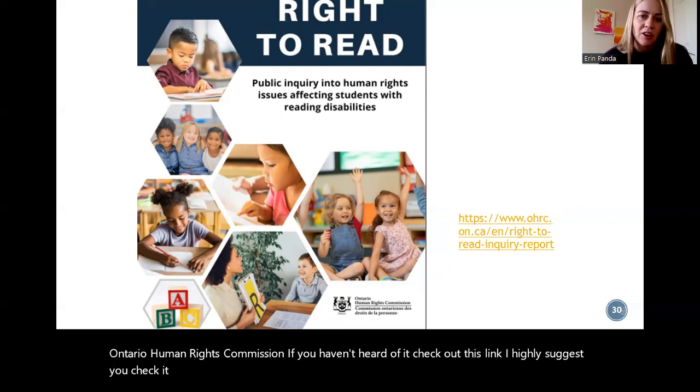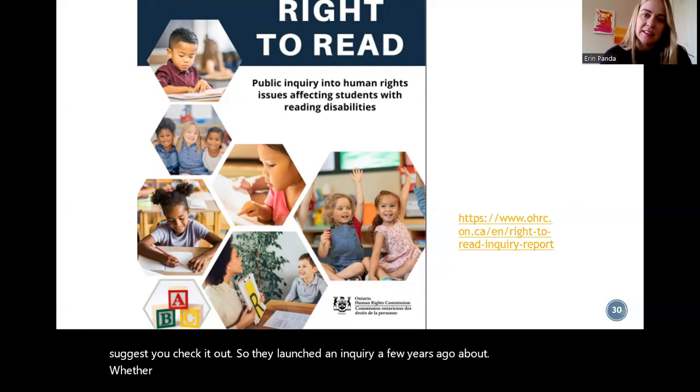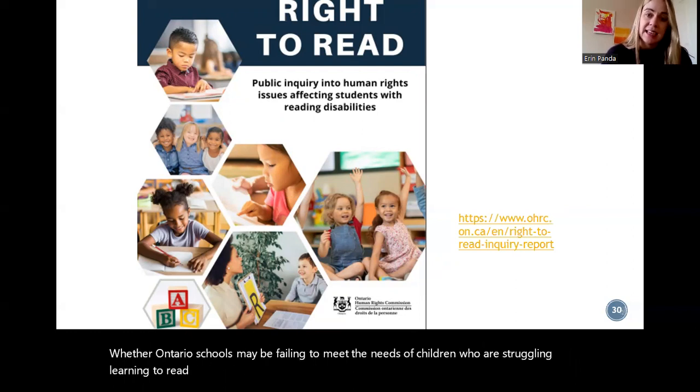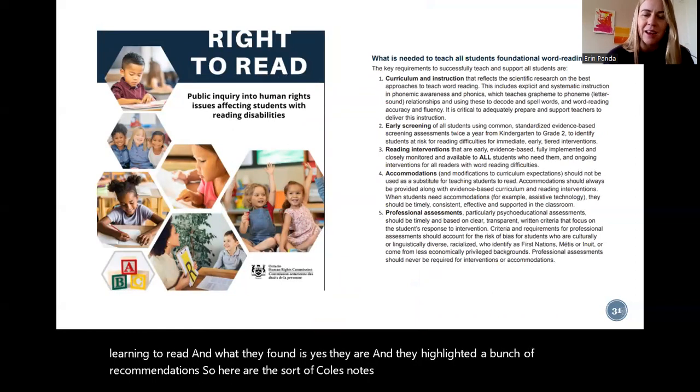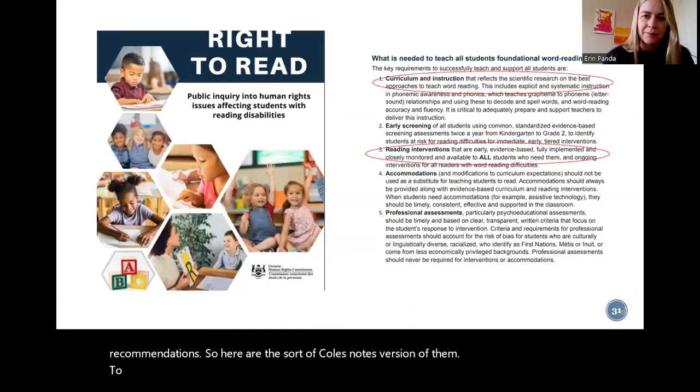They launched an inquiry a few years ago about whether Ontario schools may be failing to meet the needs of children who are struggling learning to read. And what they found is yes, they are. They highlighted a bunch of recommendations. Here is the Coles Notes version of them to help address this problem. In particular, I'd like to draw your attention to these two.